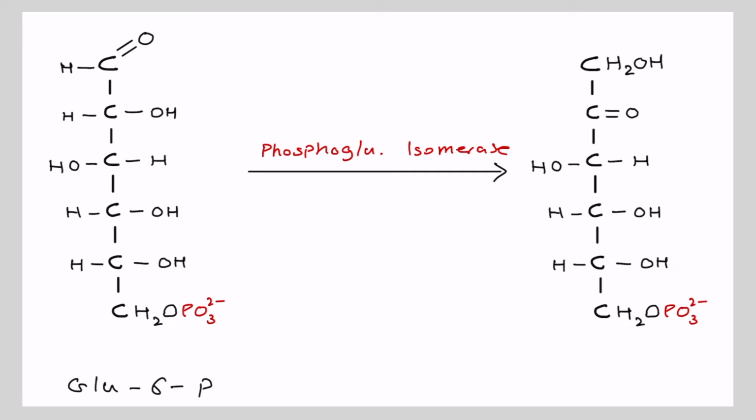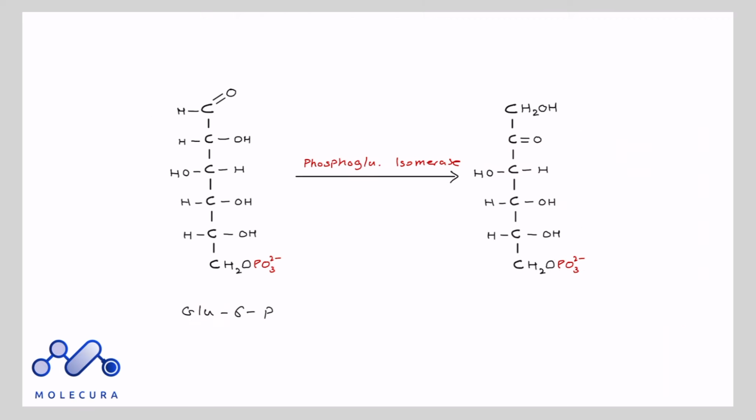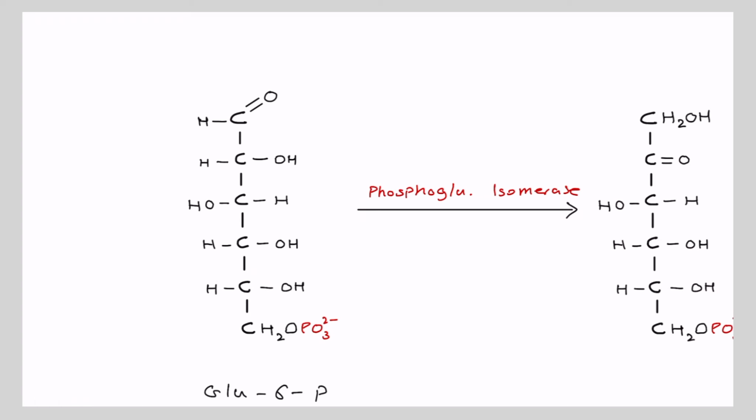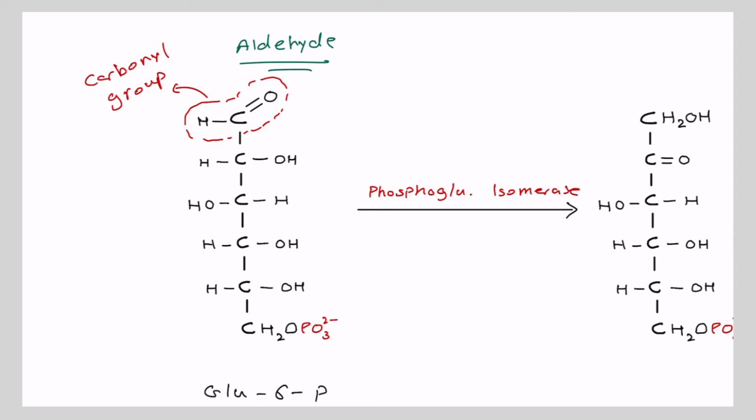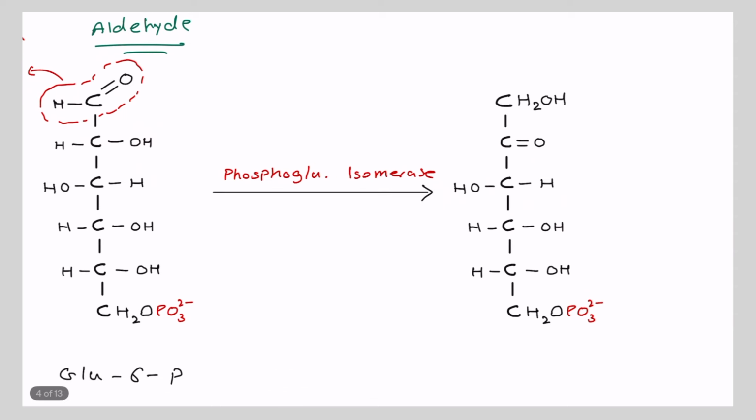Now, in this step, it's important to note what is happening exactly. So here we have a carbonyl group. This is what we call a carbonyl group. If a carbonyl group is at the end of a carbon chain, it's going to be called an aldehyde. So our glucose technically is called an aldehyde. But now this aldehyde is getting converted to something we call a keto.